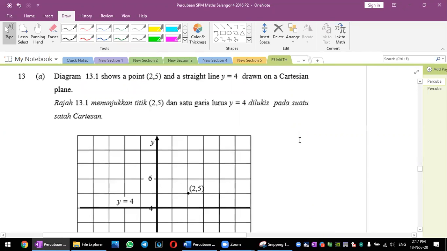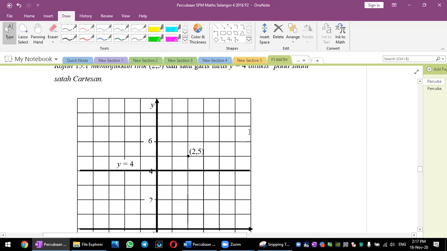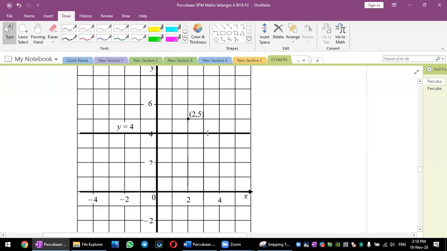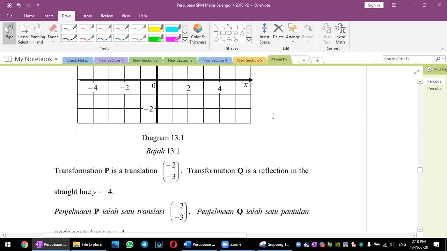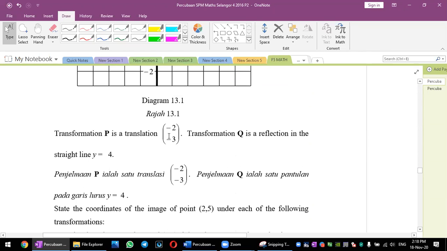Diagram 13.1 shows a point (2, 5) and a straight line y = 4. Okay, here they give one straight line and one point. This is a transformation. Transformation P is a translation. The translation is (-2, -3). So 2 steps to the left, 3 steps down. 2 ke kiri, 3 ke bawah.